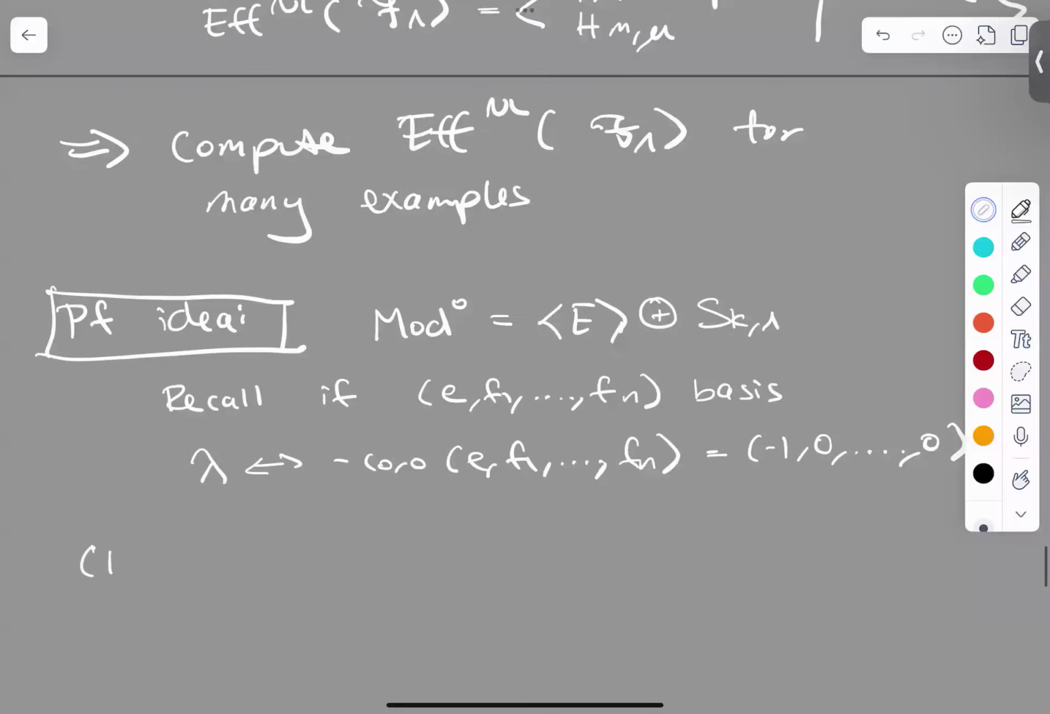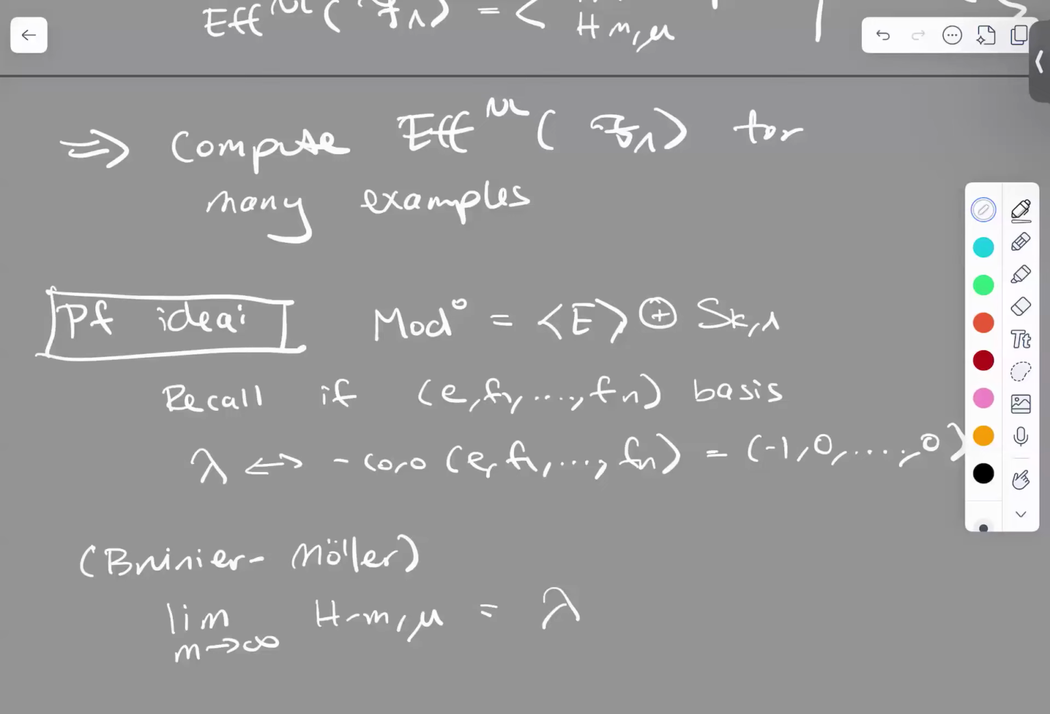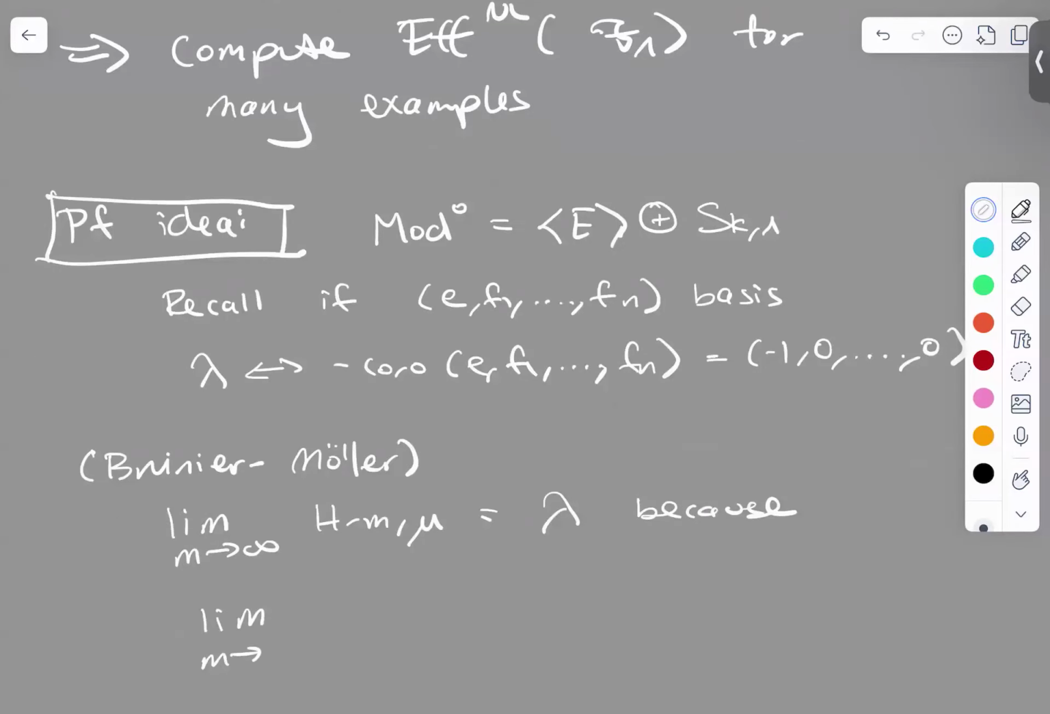And so the content of this proof due to Brunier and Muller of the finite generation of this cone is that they show that the limit as m approaches infinity of these Heegner divisors is always lambda. So these Heegner divisors accumulate towards this special class lambda, because if I look at the limit as m approaches infinity of these coefficient extraction functionals applied to this basis, this is going to head towards minus 1, 0, 0.